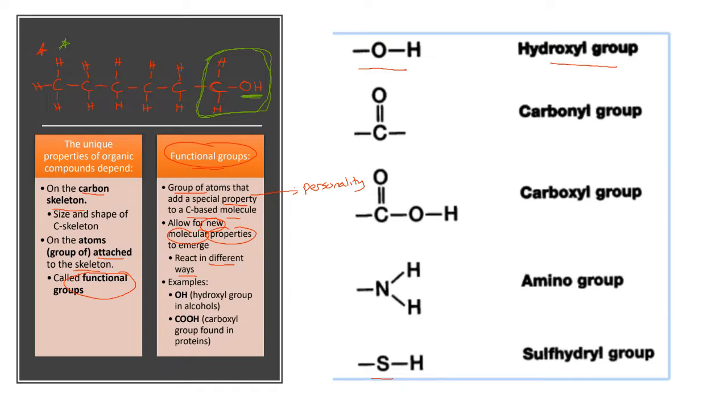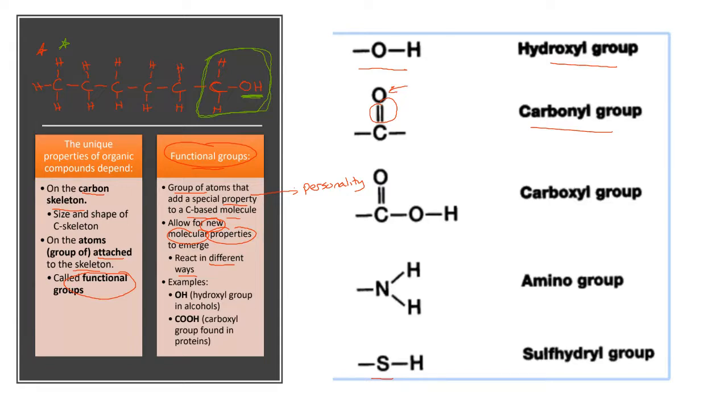Now this is just an example of a functional group. Of course, this is not the only functional group that you will be seeing throughout the chapter. You can also see something called a carbonyl group. Here, a carbonyl group is going to be a carbon double bonded with an oxygen.